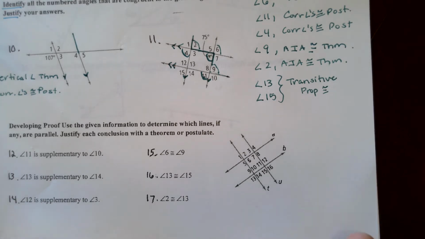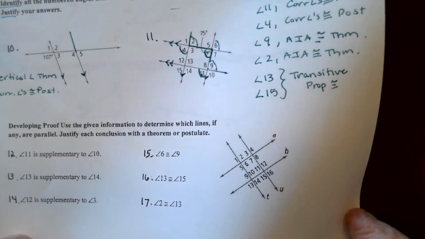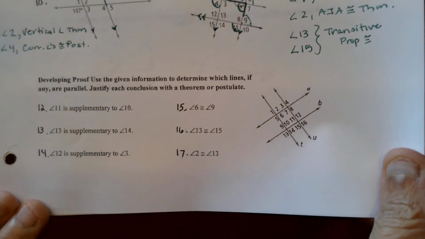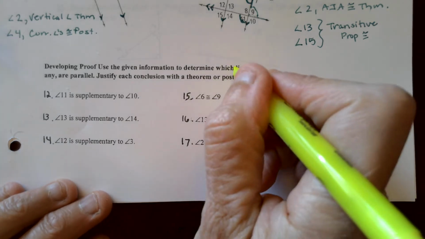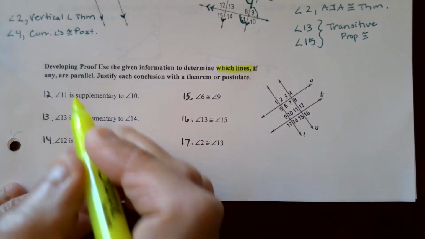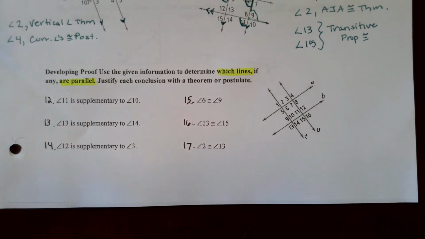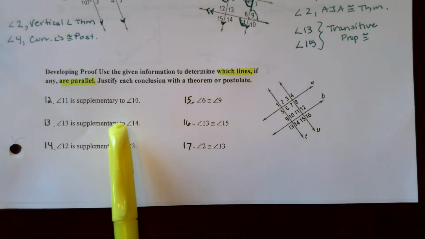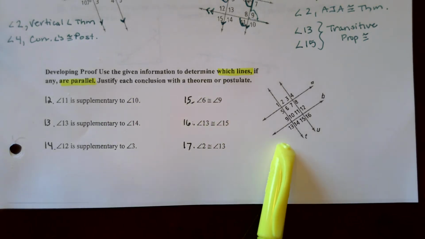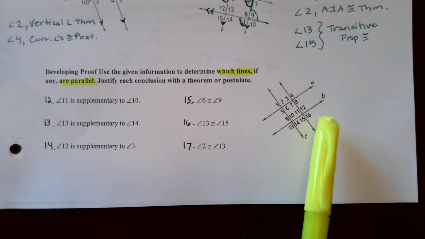Okay, down to the bottom we go. This one is crucial that you make sure you read, and on the test it will be as well. So let's read this carefully. Developing proof. Use the given information to determine which lines, if any, are parallel. So we're looking for that. That's the only information we're trying to figure out is for what they're giving you, can you determine any of these lines are parallel?